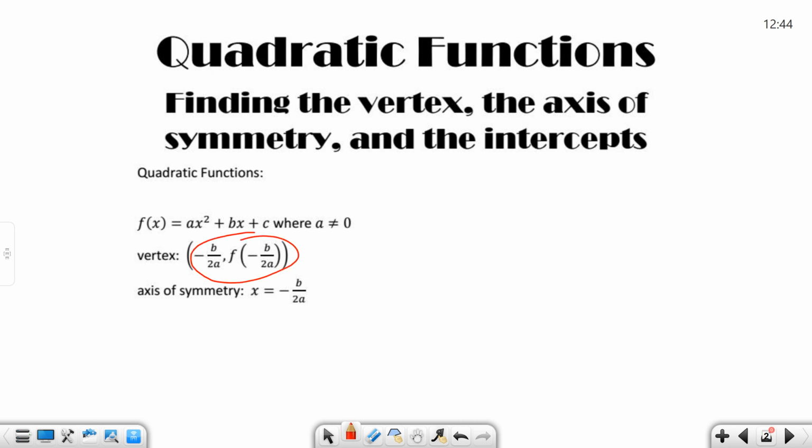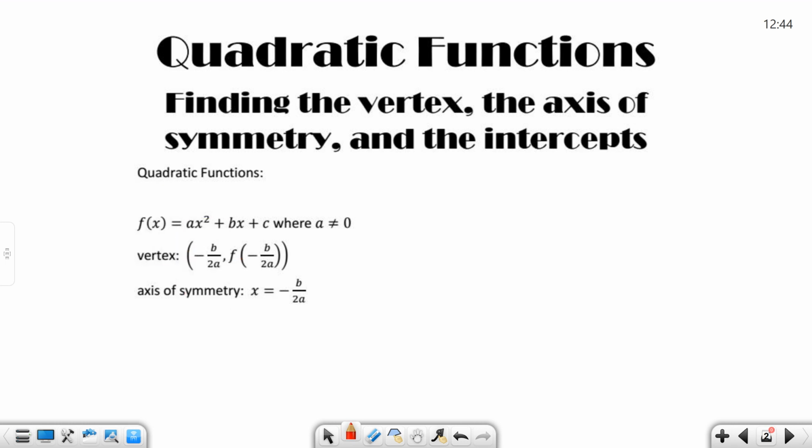This looks a lot worse than it actually is. Negative b over 2a is just a number. It may be a fraction, it may be a decimal, it may have a radical, whatever, but it's just a number. And then once we find that number, we just plug it into the function. f of 2, f of 8, f of 1/2, whatever it is. Okay? And that gives us our y value.